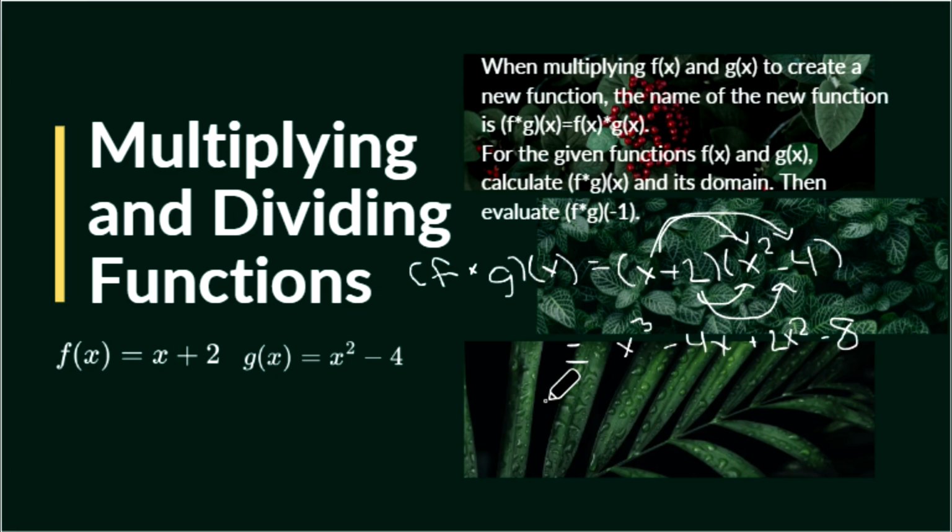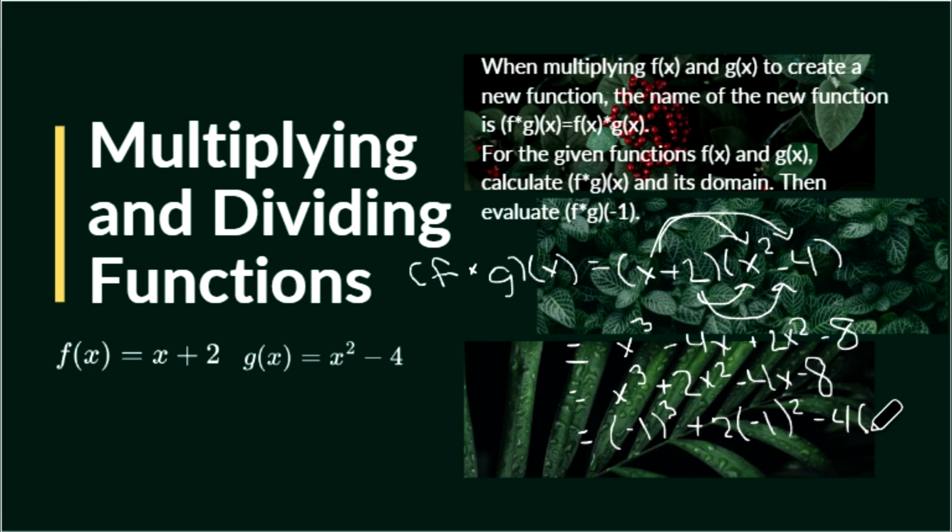Now we just need to put this in standard form. So highest power first. x cubed plus 2x squared minus 4x minus 8. Okay, so this is our new formula. And now they want us to solve for f times g of negative 1. So each x is going to get replaced with negative 1. Negative 1 cubed plus 2 times negative 1 squared minus 4 times negative 1 minus 8.